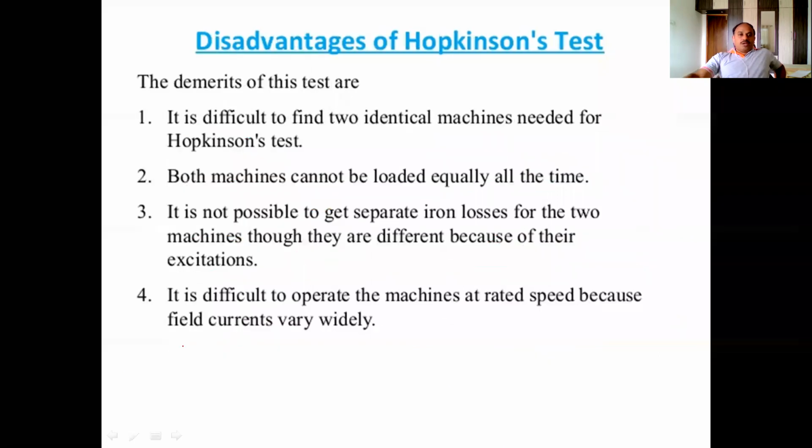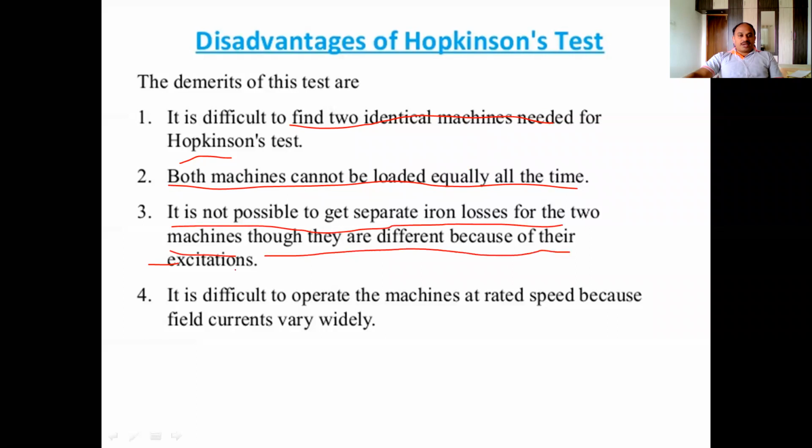Disadvantages of the Hopkinson test: it is difficult to find two identical machines, which are needed for the Hopkinson test. Both machines cannot be loaded equally at all times, because one is at higher potential and one is at lower potential. So both are not loaded equally at any time. So it is not possible to get separate iron losses from the two machines. They are different because their excitations are different.